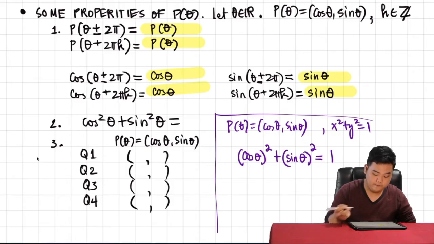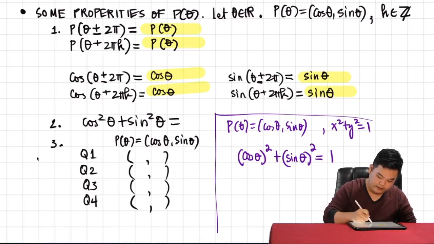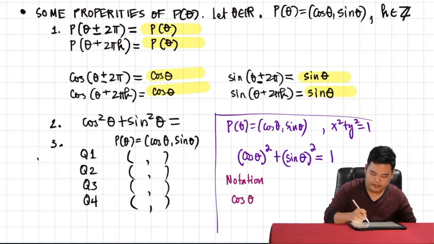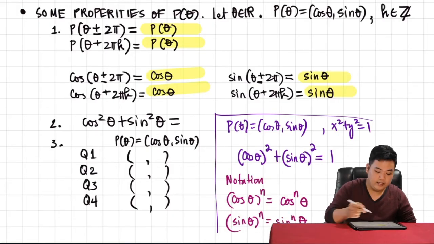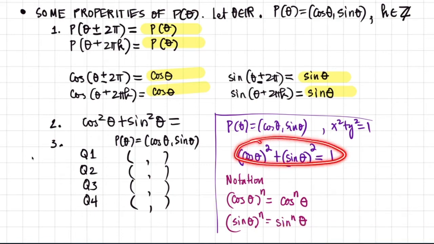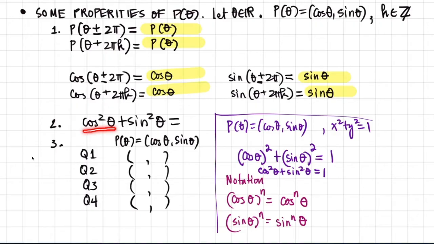And, notation lang, pag nakita natin ito, yung cosine theta raised to n, sinusulat din natin siya as yung cosine raised to n theta. Ganun din for sine. Okay. So, that's why ito is the same as, if we follow the notation, cosine square theta plus sine square theta equal to 1. So, property number 2, cosine square theta plus sine square theta equal to 1. Okay?